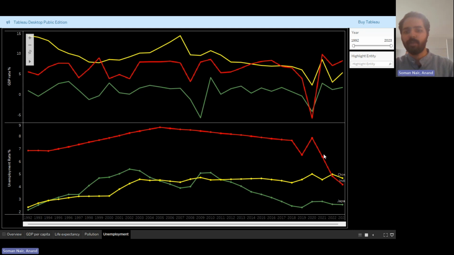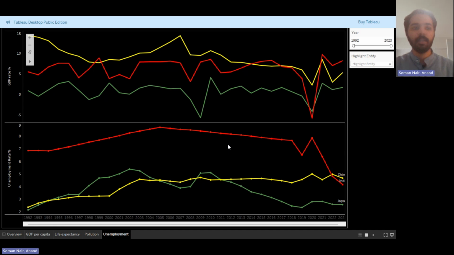Next, we'll go to unemployment rate. Here I have taken three countries, that is India, China, and Japan. India being the red color, China being the yellow, and Japan being the green. Why I have taken this is if you see, GDP growth rates should directly reciprocate to the employment rate, right? So higher GDP growth means higher employment rate. That is what we logically are thinking.